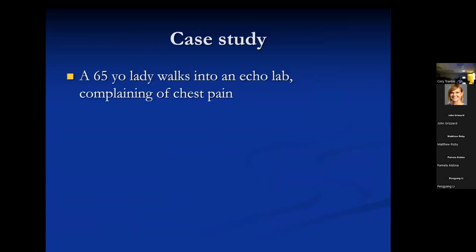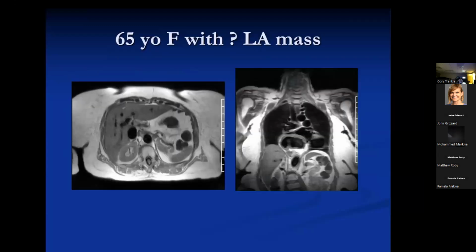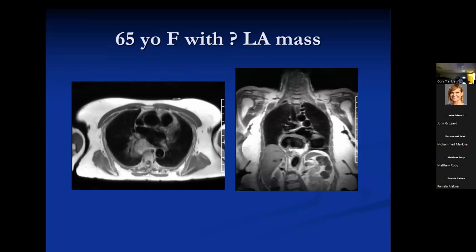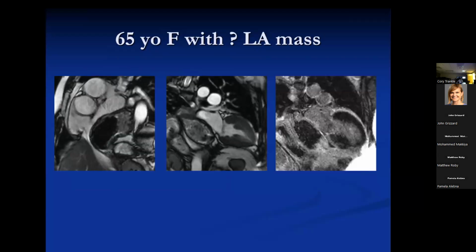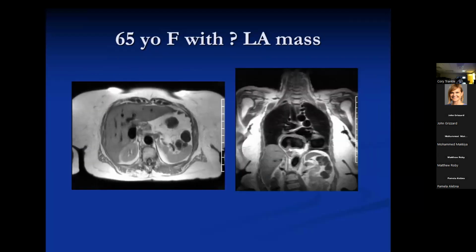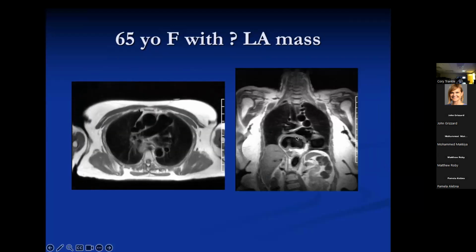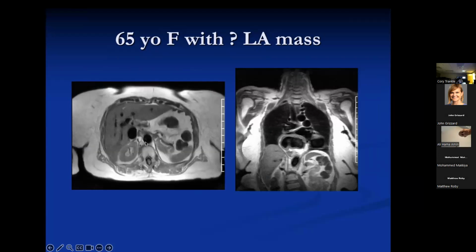So here's a case study. A lady goes into the echo lab, she has chest pain. Echo shows a really big mass indenting or invading the left atrium, not clear which. The radiologists in the group here may recognize this pretty quickly. You have an axial series and then a coronal image right here where you see this large lesion protruding up from the abdomen and indenting the heart. You can kind of see it here.